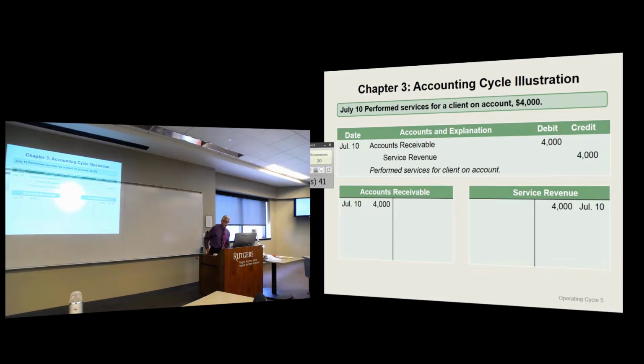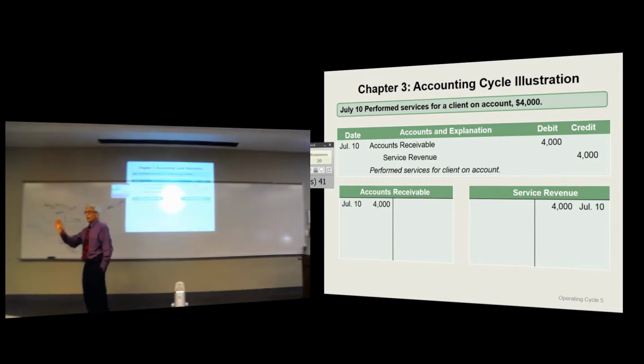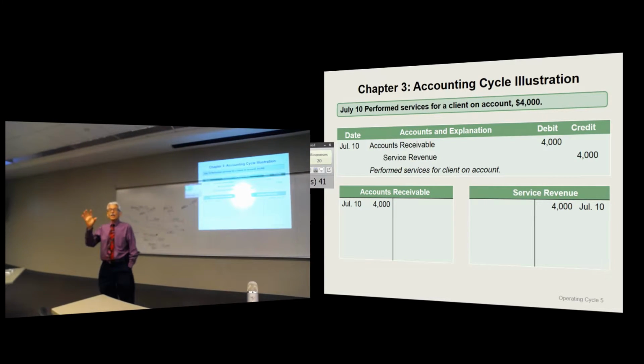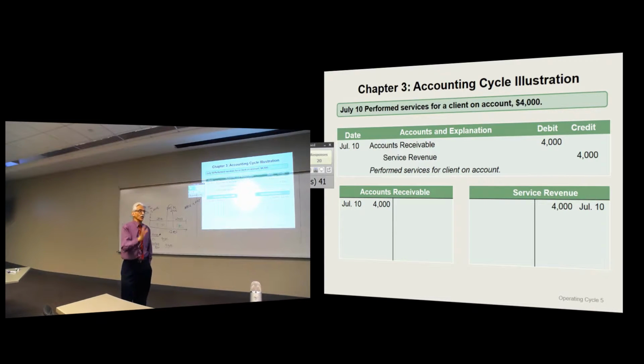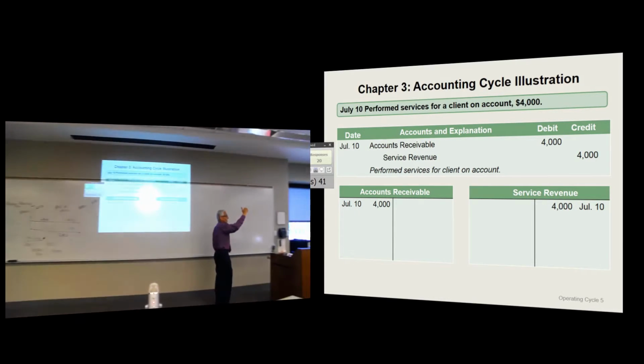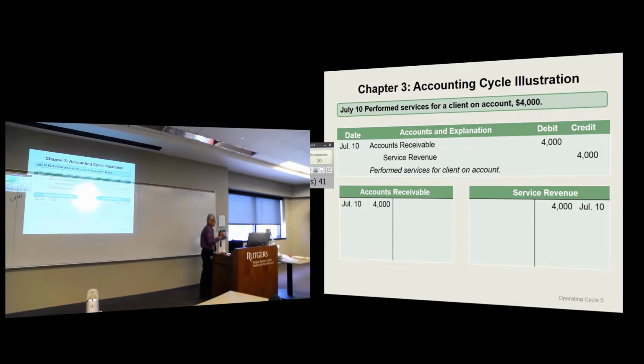July 10th, services on account for a client. There is a service provided, so revenue is recognized by a credit. You did not get paid. Revenues are asset inflows. Those assets could be receivables, they could be cash. In this case, it's a receivable. We debit accounts receivable to increase the asset. We credit the revenue to increase the revenue. And then we post them to the T accounts.